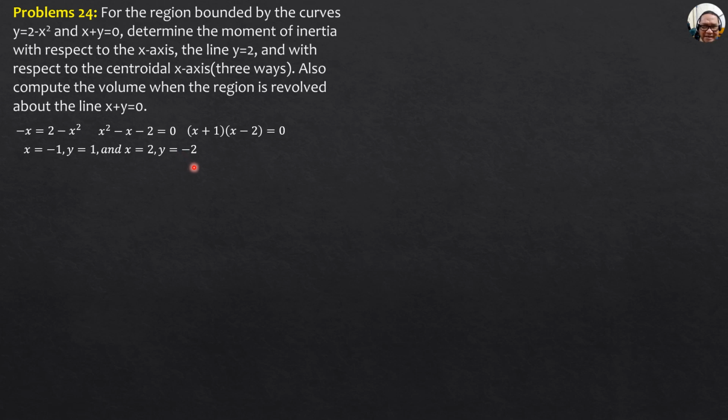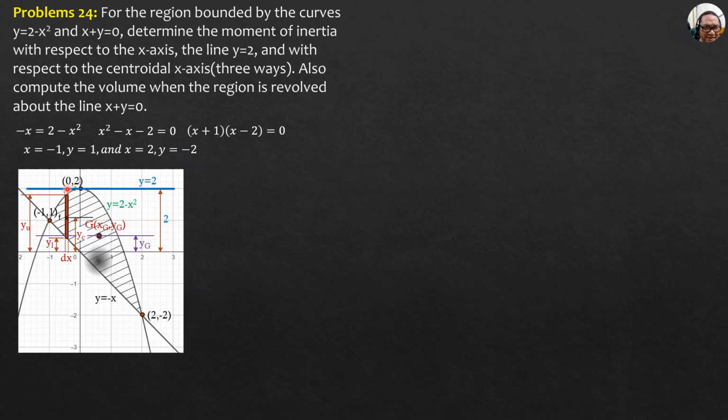Then we sketch the graph. This is now the complete graph, shortened for the video. So we have here the area bounded and the points of intersection, negative 1 comma 1 and 2 comma negative 2. This is the vertex of the parabola at 0 comma 2. This is the tangent line, y equals 2, for the moment of inertia later.